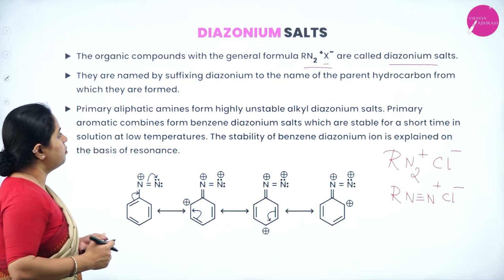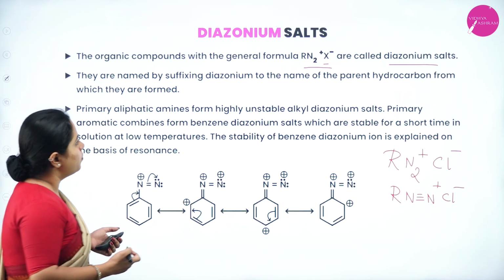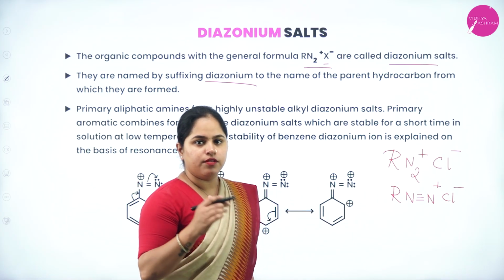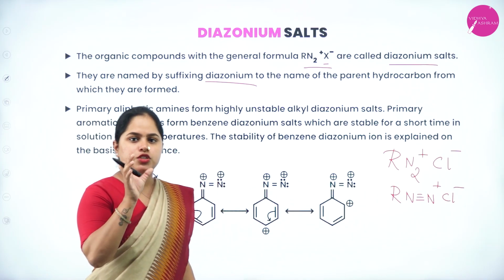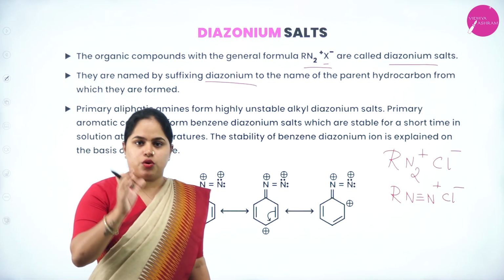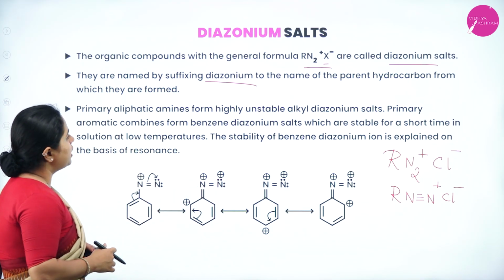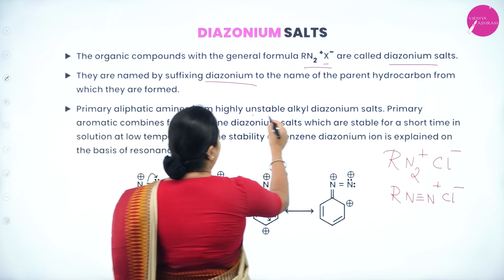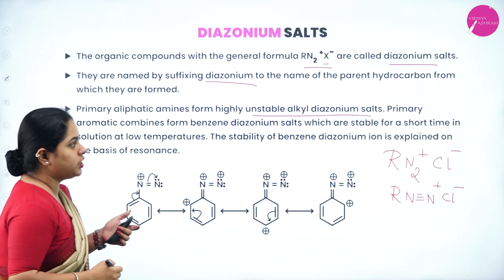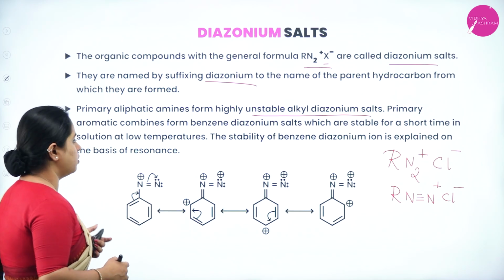Clear? Now, they are named by suffixing diazonium to the name of the parent hydrocarbon from which they are formed. Okay. So, it is suffixed by diazonium. For example, if this R group is benzene, we call it benzene diazonium salt. The parent hydrocarbon, whichever it is, that name we have to use, and suffix it with diazonium. That's it. Okay. Now, the primary aliphatic amines form highly unstable alkyl diazonium salt. Primary aromatic amines form benzene diazonium salt, which is stable for a short time in solution at low temperature. The stability of benzene diazonium salt is explained on the basis of resonance.